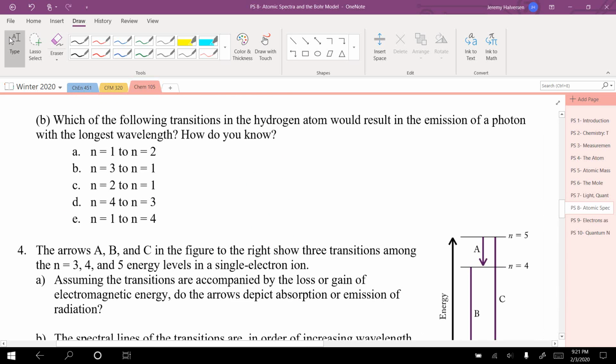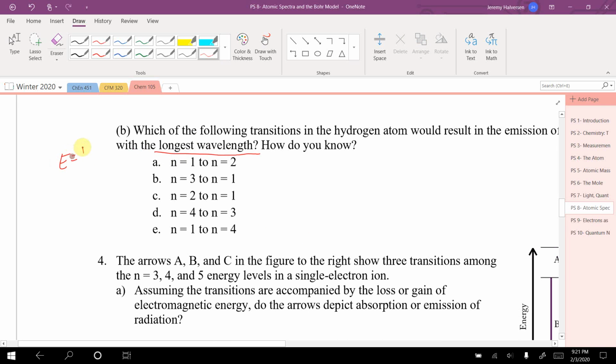All right, which of the following transitions in the hydrogen atom would result in the emission of a photon with the longest wavelength? All right, longest wavelength. And we know that energy equals hc over lambda. So the longest wavelength, because wavelength is on the bottom, will be the lowest energy. We're looking for the smallest energy transition.